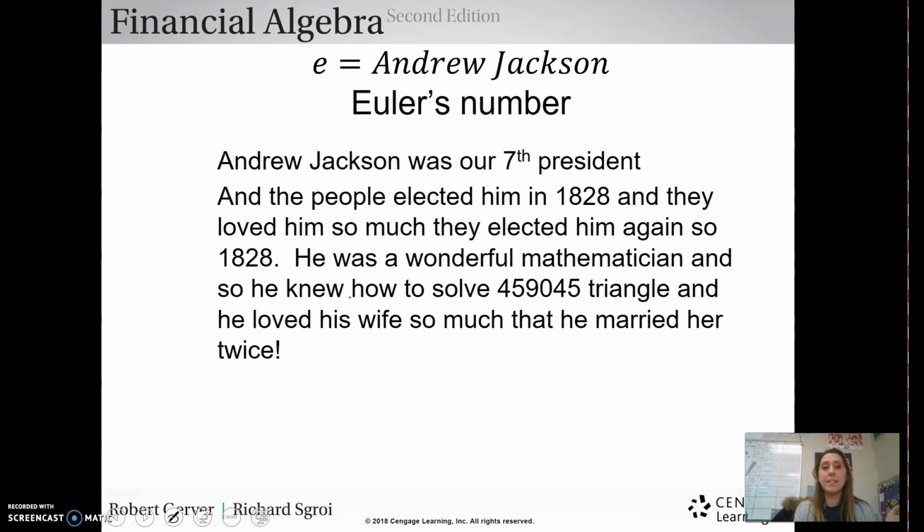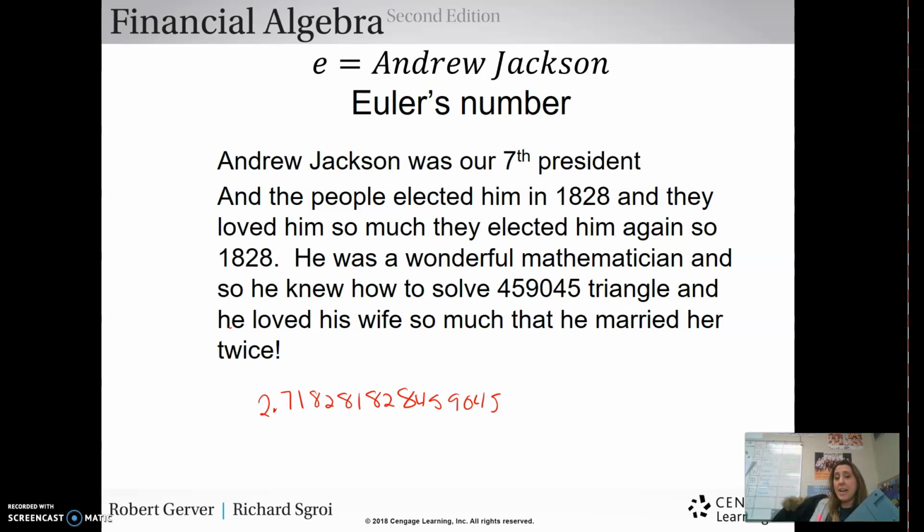E equals Andrew Jackson. The way that I remember this is that Andrew Jackson is our seventh president, and the people elected him in 1828, and they loved him so much they elected him again. So 1828. And he was a wonderful mathematician, and he knew how to solve a 45, 90, 45 degree triangle, and he loved his wife so much he married her twice. So all of that to say that E equals 2.718281828 45, 90, 45.